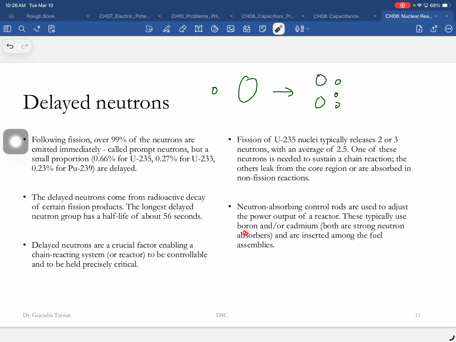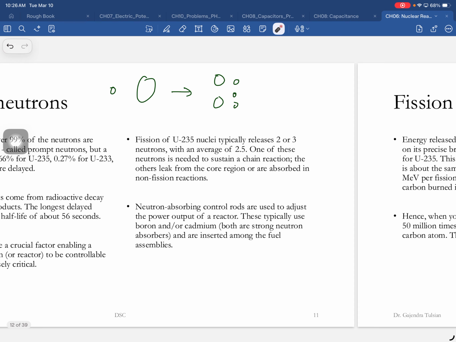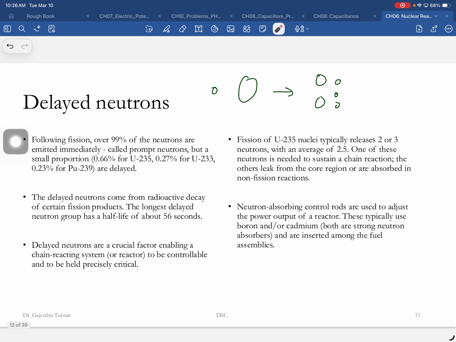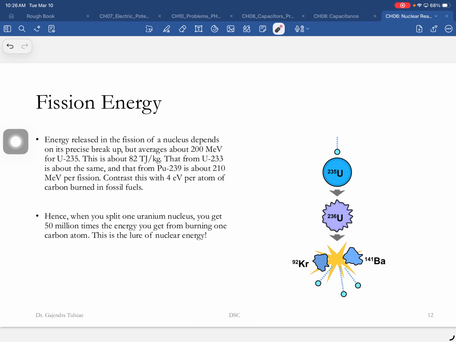Control rods are made out of boron or cadmium. Both are strong neutron absorbers and are inserted among the fuel assembly. You want a material that is a neutron absorber, and boron and cadmium are the two. Boron is number 5, on the second row, B. And cadmium, where is cadmium? Cadmium is 48.